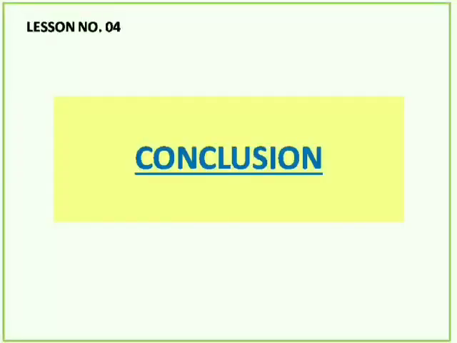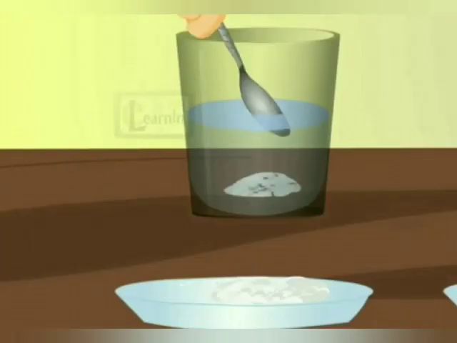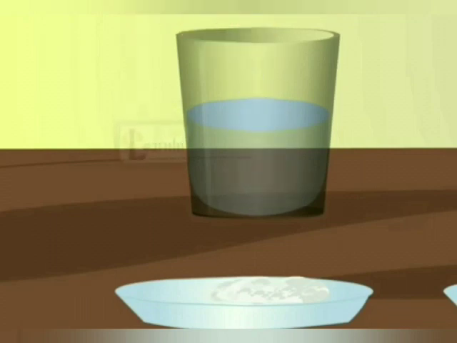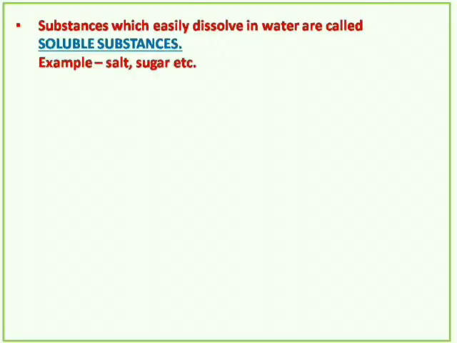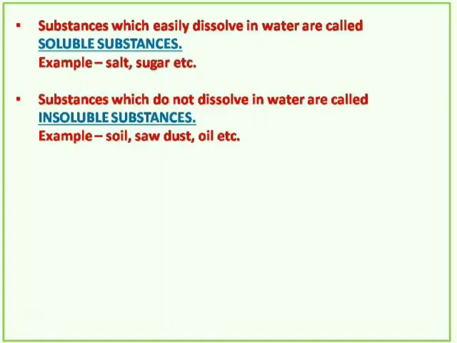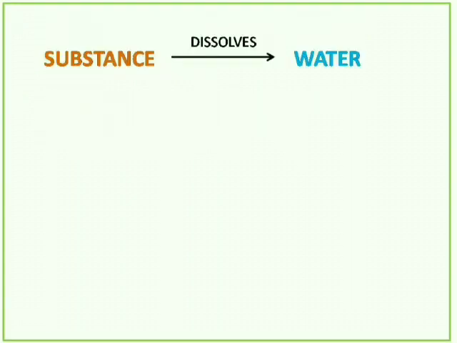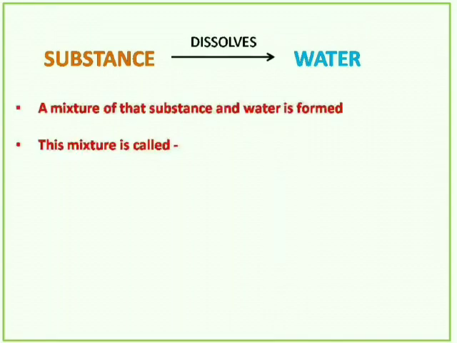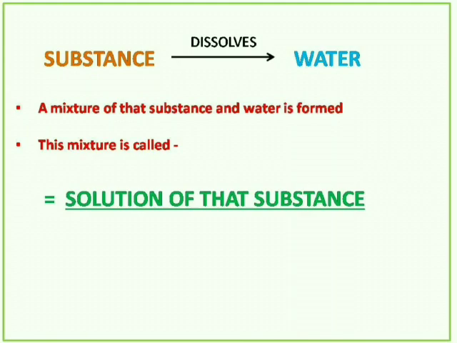With this experiment, we come to the conclusion that substances which easily dissolve in water are called soluble substances, for example, salt, sugar. And substances that did not dissolve in water, like soil, sawdust, oil, are insoluble. When a substance dissolves in water, a mixture of that substance and water is formed. This mixture is called a solution of that substance.